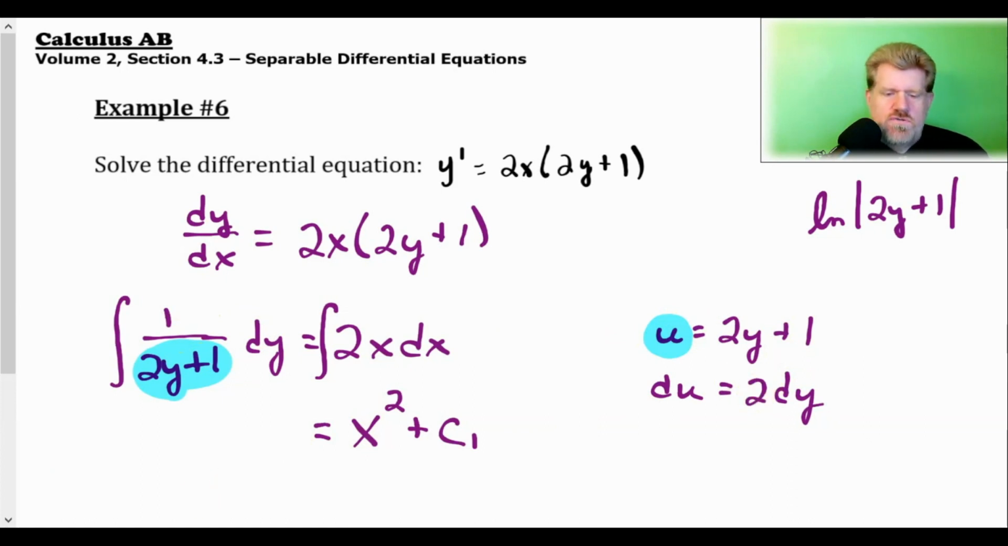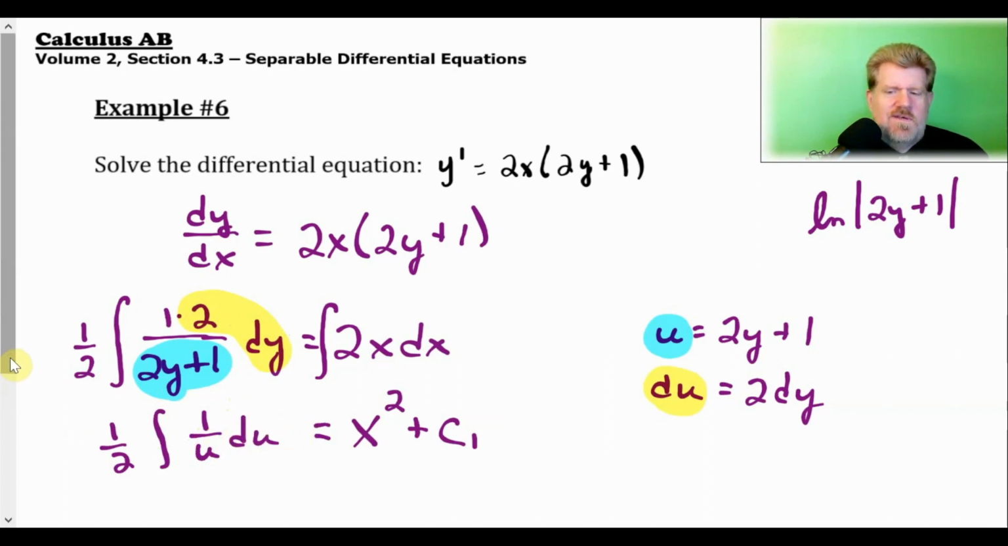So remember what I showed you? One of the ways to do it. If I need a 2, give it a 2. And how do I undo a 2? By dividing it by 2. 2 divided by 2, these would cancel out. So now I built in what I need. My 2 dy is right here. Well, there it is. My 2 dy becomes du. So when I rewrite this, it's going to be 1/2 of, this is going to be du, and this is going to be u.